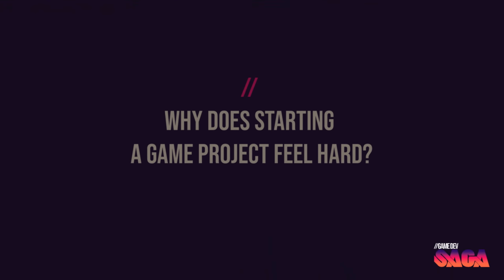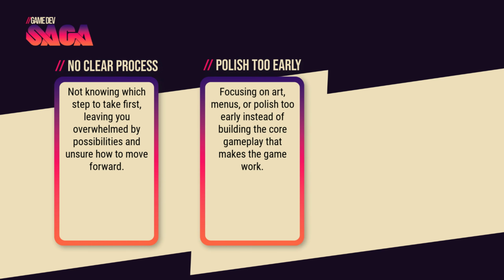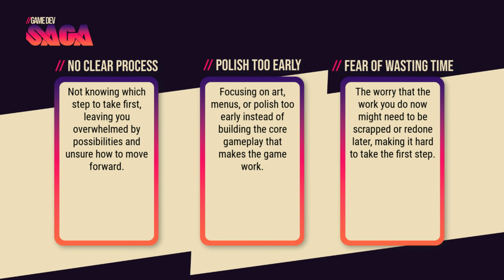The hardest part of game development is often just figuring out where to begin. Do you start with the player's mechanics, build a level, design a UI? The options feel endless, and without a clear plan, you can get stuck. So why does this happen? First, there's no obvious process to follow. Second, it's tempting to skip to the fun parts like art or menus before you've laid down the foundation. And third, there's the fear of wasting time on something that might be scrapped later. Well, there's good news. You're not alone, and there is a clear place to start. So let's figure it out together step by step.